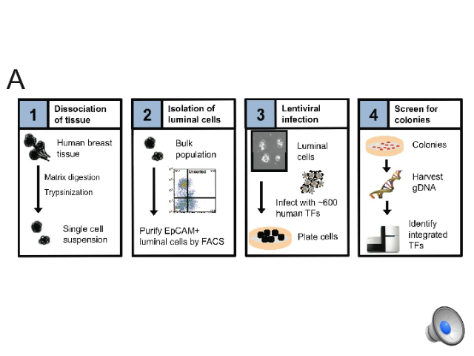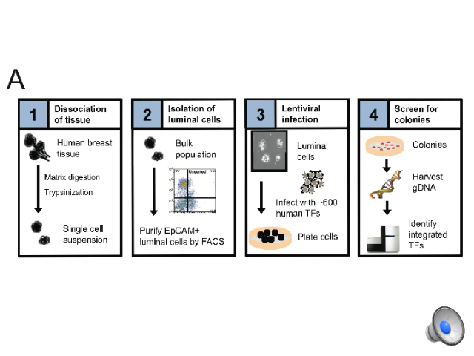Our screen was based on previous findings that luminal and basal cells exhibit different phenotypes in culture. Namely, basal cells readily generate adherent colonies, whereas luminal cells lack this ability. Therefore, adherent colony formation could be used as a surrogate for basal differentiation.